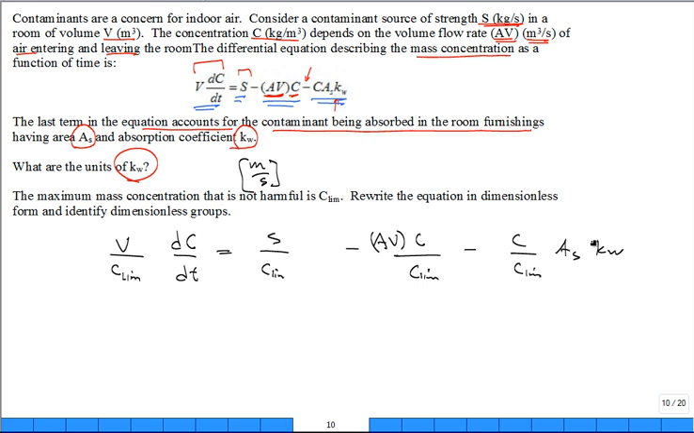Are all of those terms now dimensionless? No. Which term is obviously not dimensionless? The third term. What are the units on the third term? Volumetric flow rate. How about this? I'll not only divide by C limit, I'll divide by the volumetric flow rate. Now that I divided by the volumetric flow rate, is each term in that equation dimensionless?